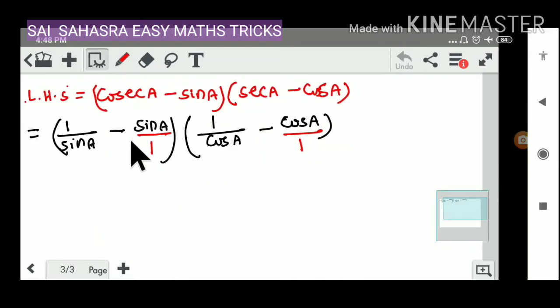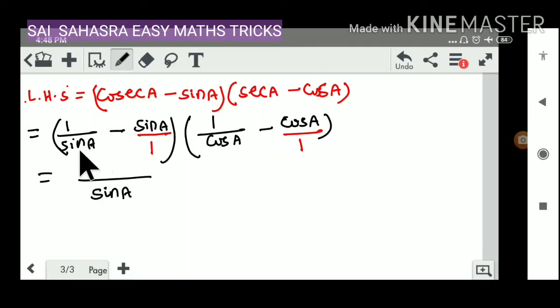Now in the first bracket we have two fractions, in between them we have minus symbol. In between the fractions, if we have plus symbol or minus symbol, then we have to take the LCM of the denominators. So any number with 1 LCM will be the same number only. Sin a and 1 LCM is sin a only. So sin a converted as sin a by multiplying with 1. So this 1 also multiplied with 1. 1 into 1 is 1.